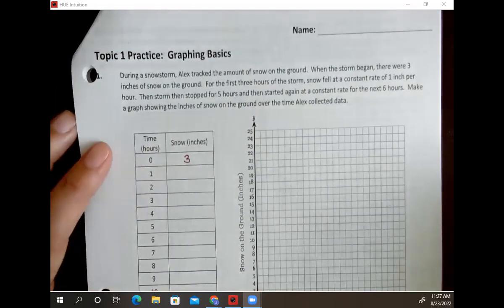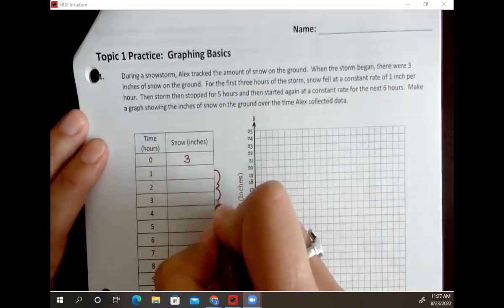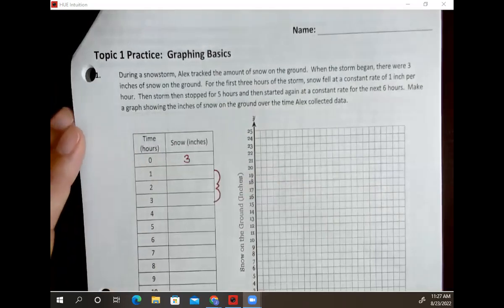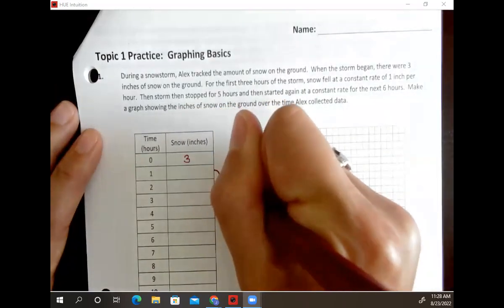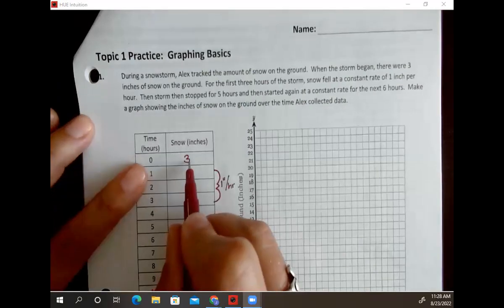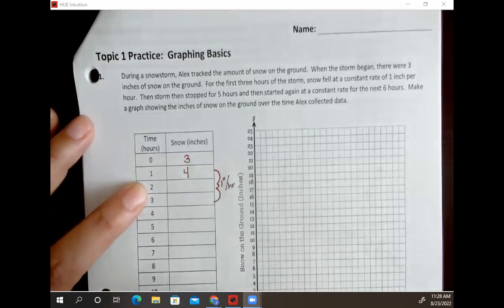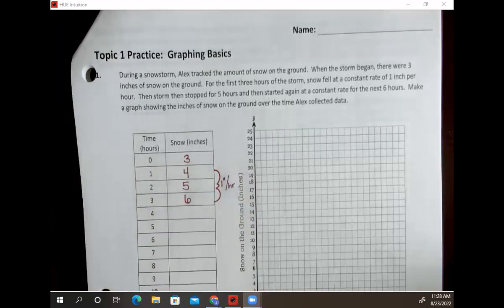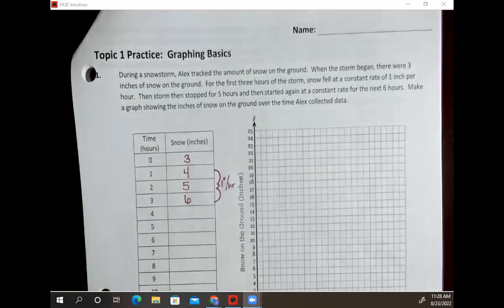And then for the first 3 hours of the storm, so hours 1, 2, and 3, snow fell at a constant rate of 1 inch per hour. What we're tracking here is the total amount of snow that we have. So we started with 3 inches. After the first hour of our storm, we add another inch to that total. And then in another hour, we add another inch. In another hour, we add another inch. So we're taking this description and listing out the collected values that Alex would have gotten.